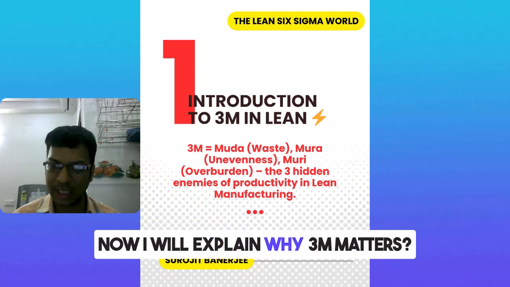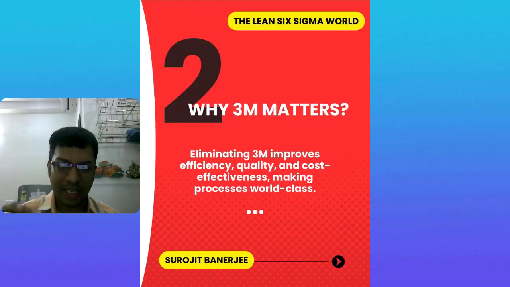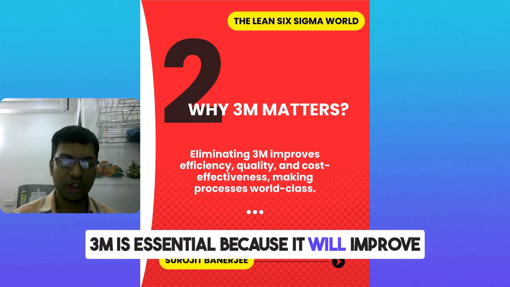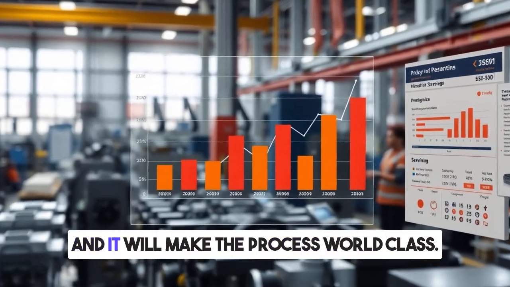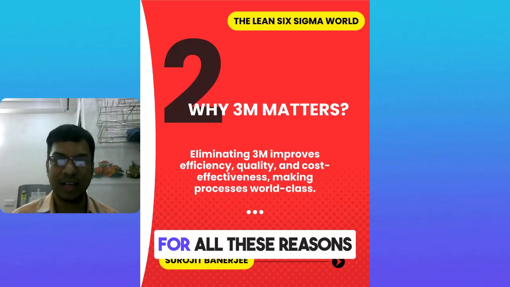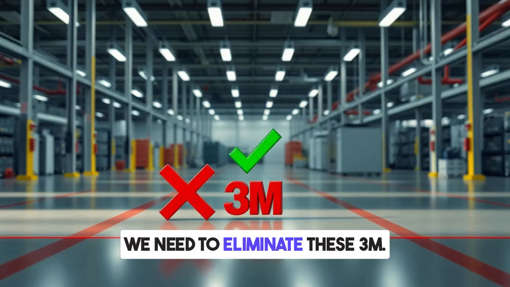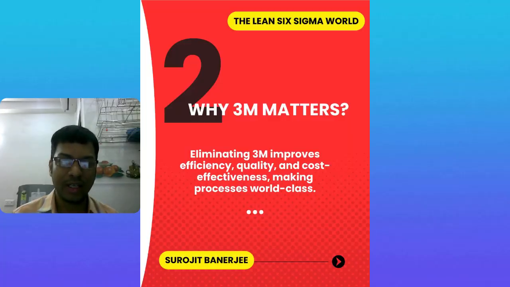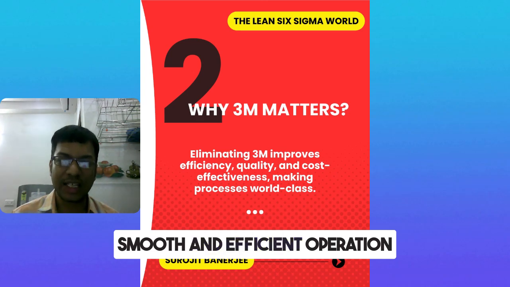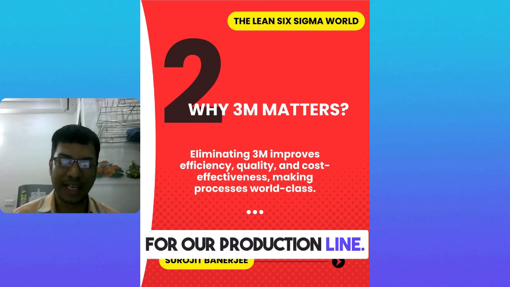Now I'll explain why 3M matters. 3M is essential because it will improve efficiency, it will improve quality, it is cost effective, and it will make the process world class. For all these reasons, we need to eliminate this 3M. Then only we can achieve smooth and efficient operation for our production line.